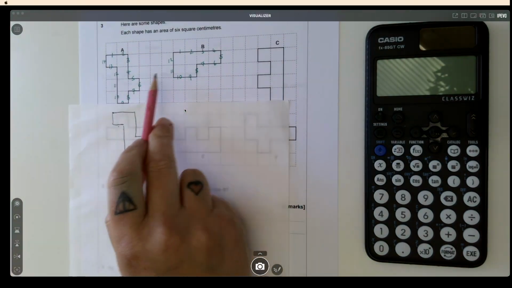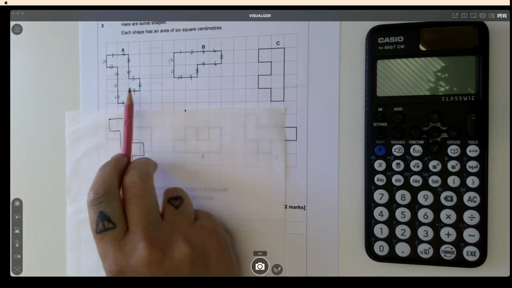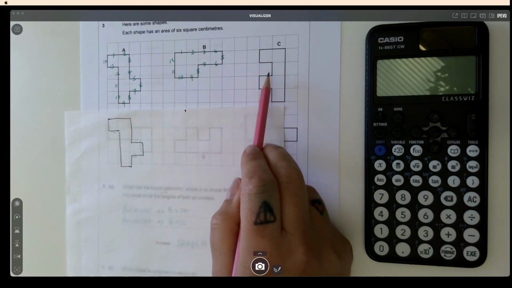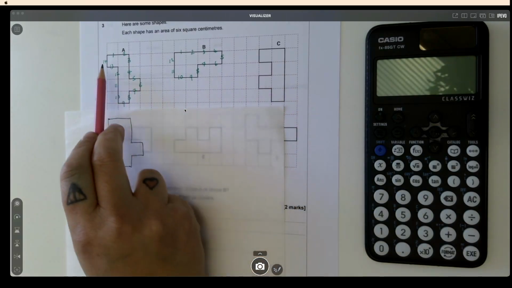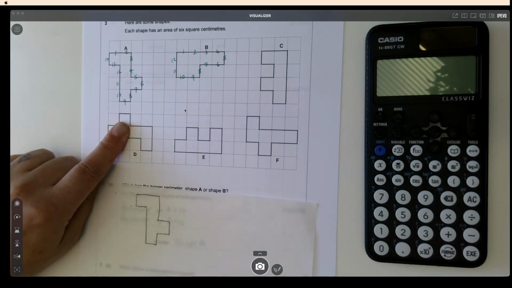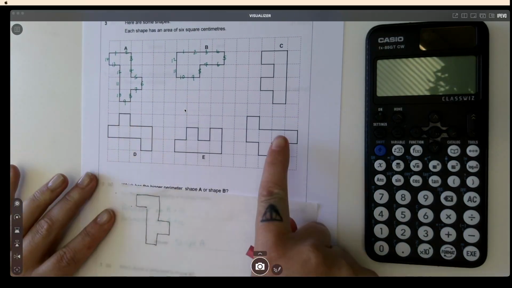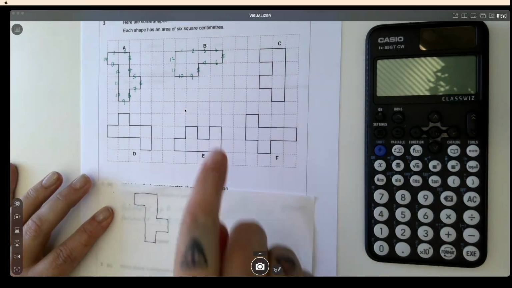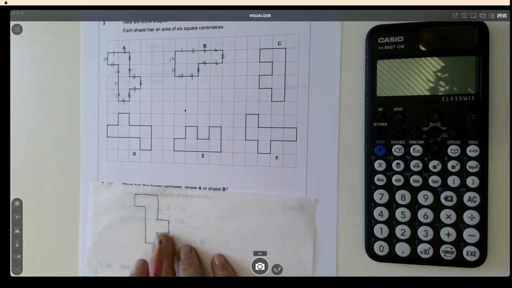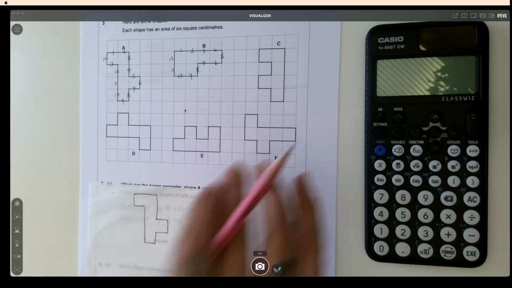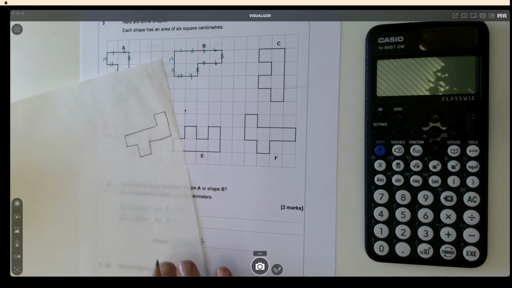Okay, so B is definitely not the same shape, and C is definitely not the same shape, because these two squares that are stuck out are on the same side, whereas on shape A, those two squares are on opposite sides. So D has squares on opposite sides, and F has squares on opposite sides. I'm going to ignore these three. So we're going to use this piece of tracing paper and see if we can fit it exactly on top of either of these. So let's start with shape D.